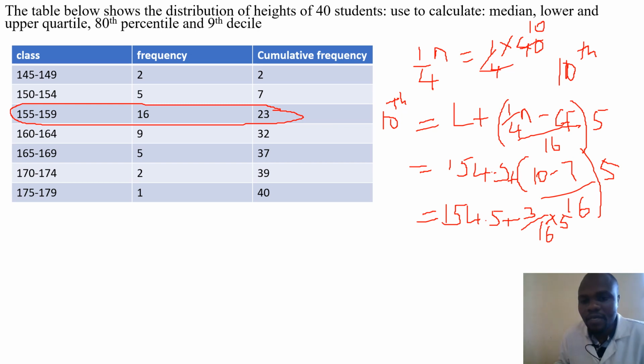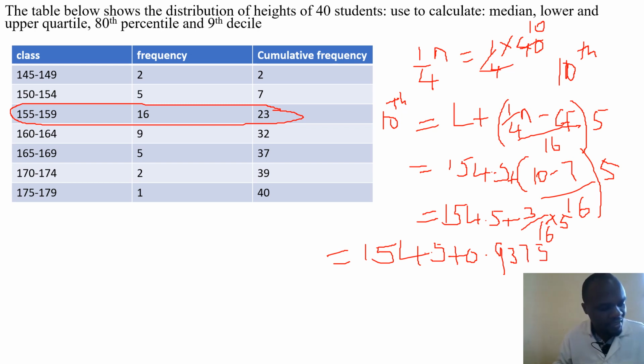So in this case, this one becomes 154.5, then plus 0.9375 if I add these. And when I add this in total, I get this one as 155.4375, and that, you see, still lies between these classes.